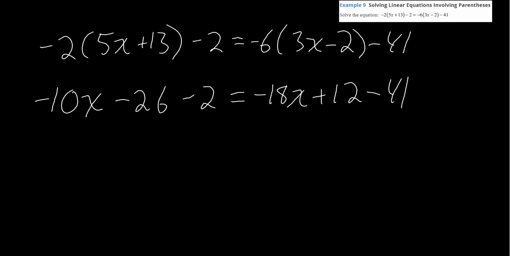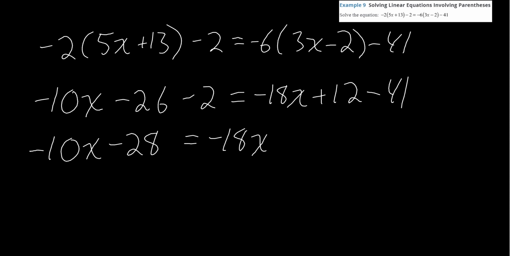So on the left side, it looks like we just have a constant that we need to combine. So the left side just becomes a negative 10x. And then we have a negative 26 and negative 2, so it's going to be minus 28. And that is equal to, on the right side, a negative 18x. And then we combine the 12 and the 41, so we get a negative 29. Okay. And again, at this point, it just becomes the exact same type of problem that we have dealt with in the first 7 examples of this text.